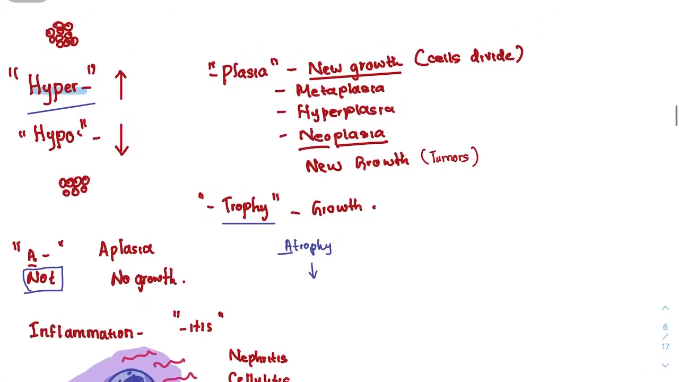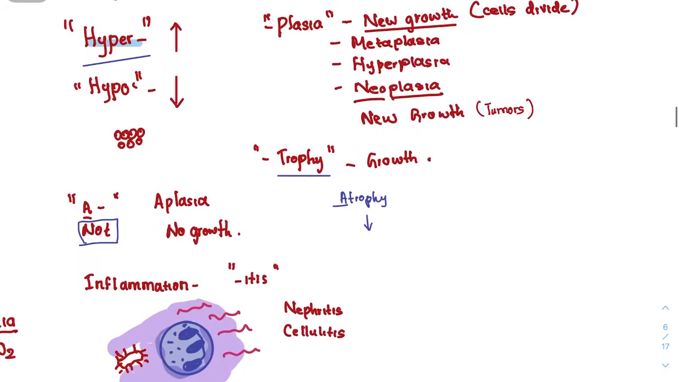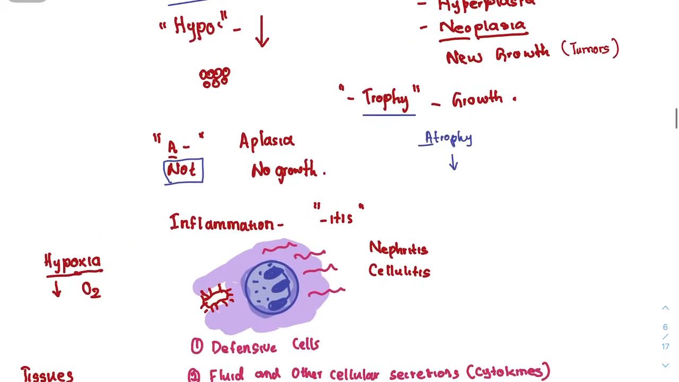So next, two other words. One is plasia, that means new growth due to cell division. We will talk about three main things. One, metaplasia, hyperplasia, neoplasia. Neoplasia means new growth, and that is basically seen in tumors. Trophy is growth. This usually occurs in the size of the cell.